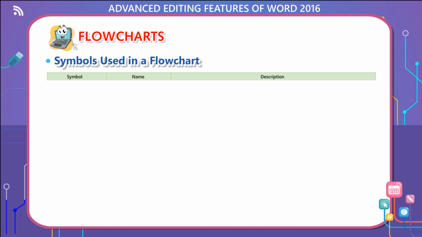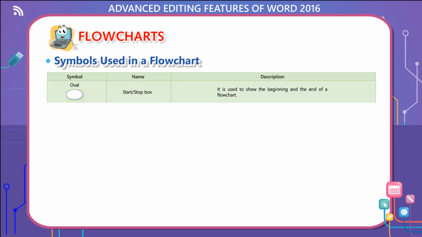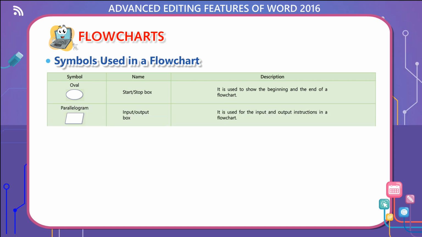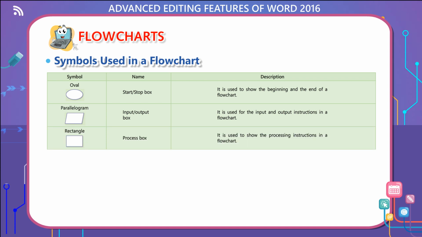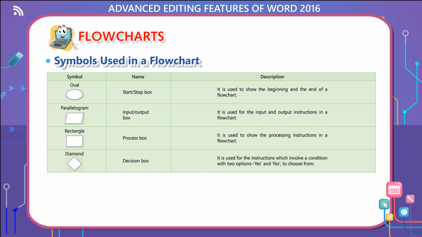Symbol, name, description. Oval, start, stop, box. It is used to show the beginning and the end of the flowchart. Parallelogram, input, output, box. It is used for the input and output instructions in a flowchart. Rectangle, process box. It is used to show the processing instructions in a flowchart.